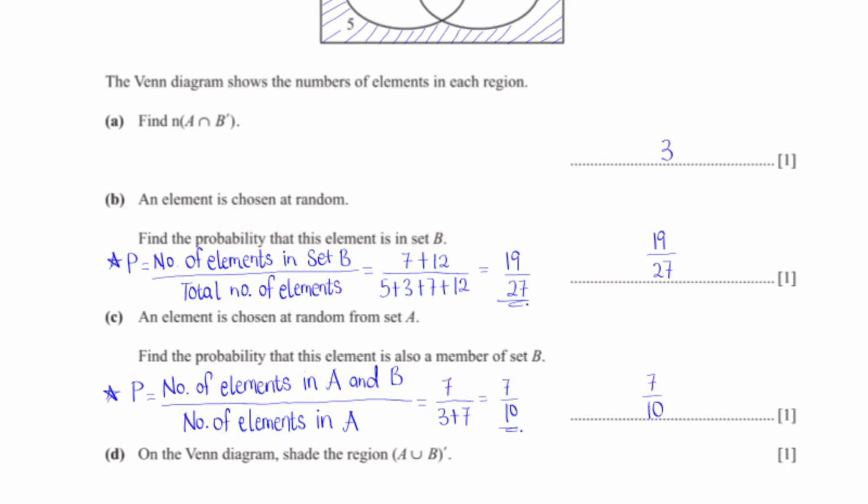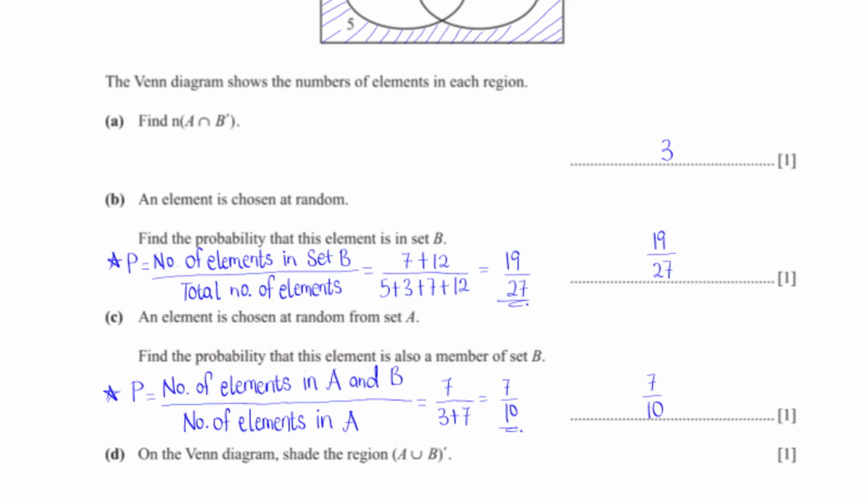An element is chosen at random from set A. Find the probability that this element is also a member of set B. Unlike the previous question, we are now choosing an element not from the total set, but particularly from set A. So in this case, we will be dividing by the number of elements in set A. And since we are finding the probability of this element also being in set B, the numerator will be the number of elements in set A and at the same time in set B. And so that gives us a probability of 7 over 10.